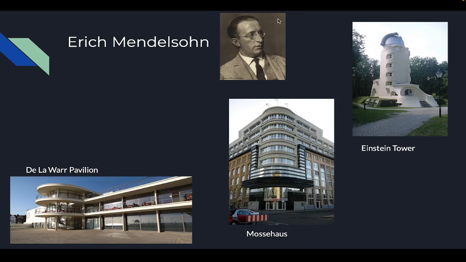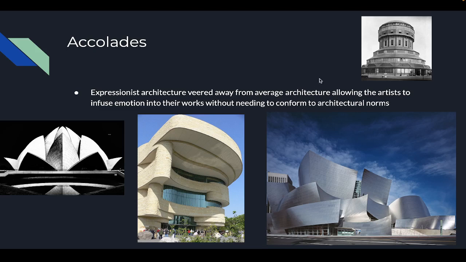Speaking of him, here he is. Some common examples of his work include the De La Warr Pavilion, Mossa House, and the Einstein Tower. Some accolades of Expressionist architecture were that it veered away from the average architecture, allowing the artist to infuse emotion in their works without needing to conform to any architectural norms. As you can see here, this is very extreme and very artistic, just like this, and it's very cool.